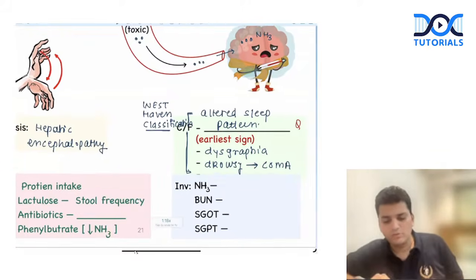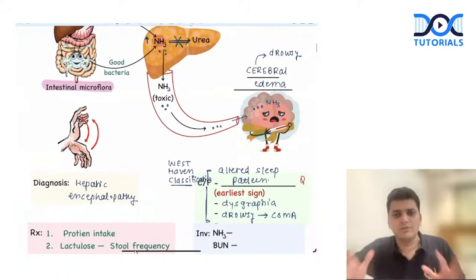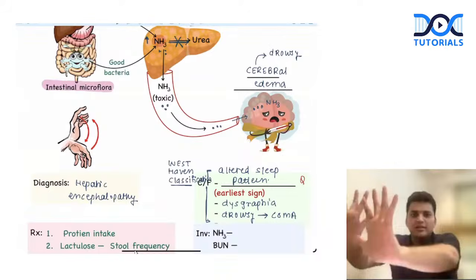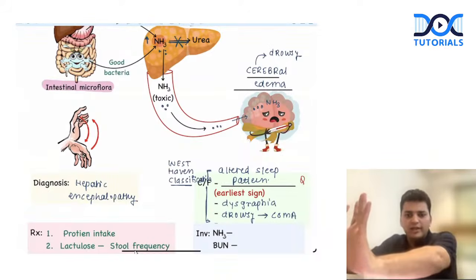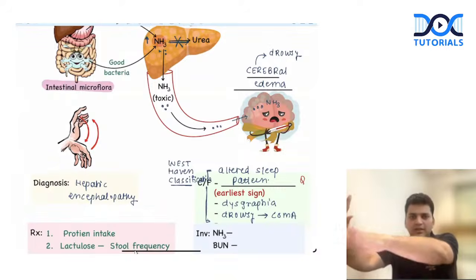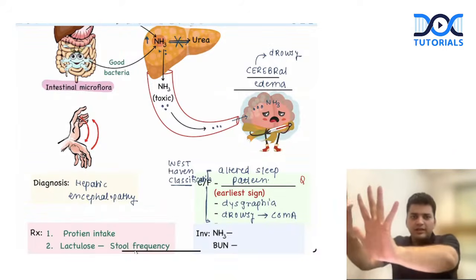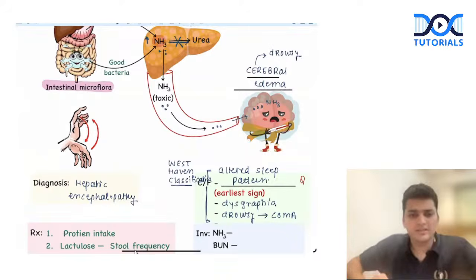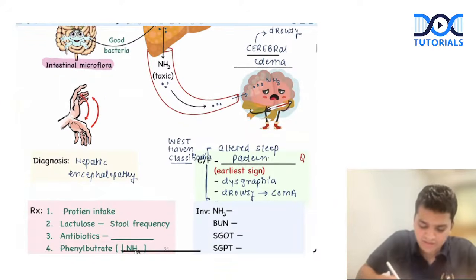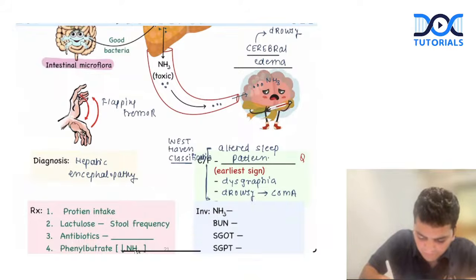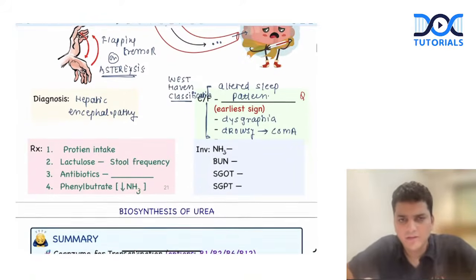When an alcoholic patient comes to you looking drowsy, with altered sleep pattern and altered behavior, you can check for the flapping tremor. You can tell the patient to hold the hands like this. You and I can do this, but in hepatic encephalopathy, their hands will flap like this again and again. This is called the flapping tremor, also called asterixis.